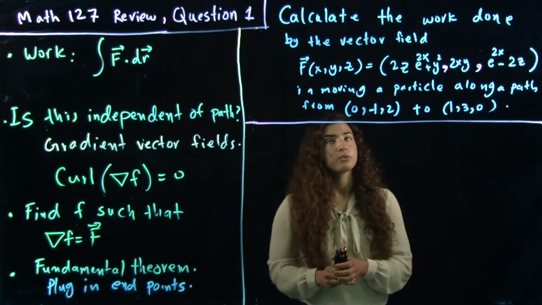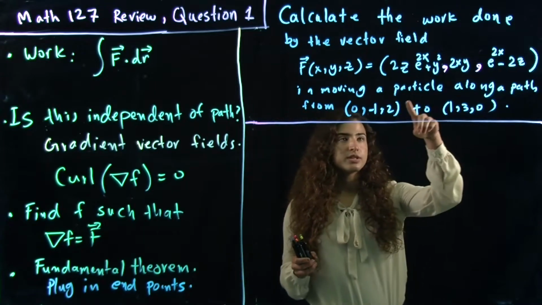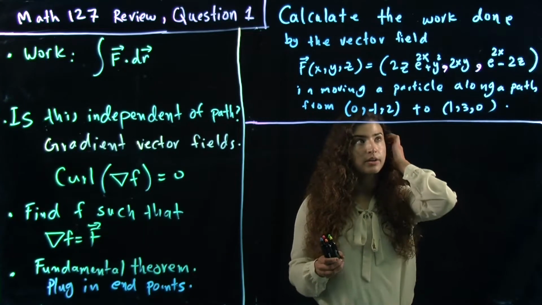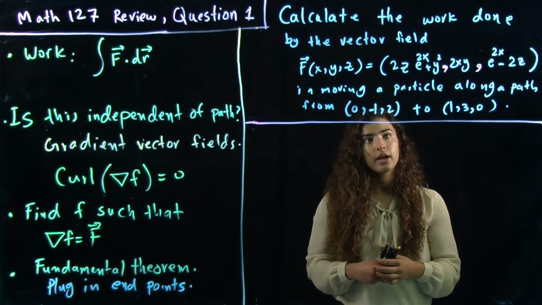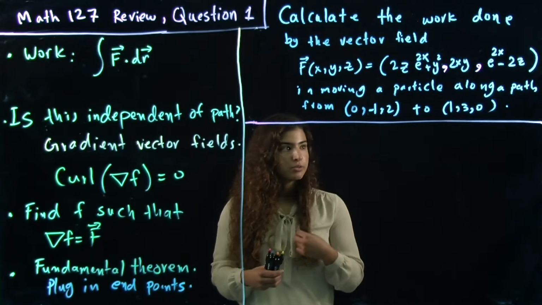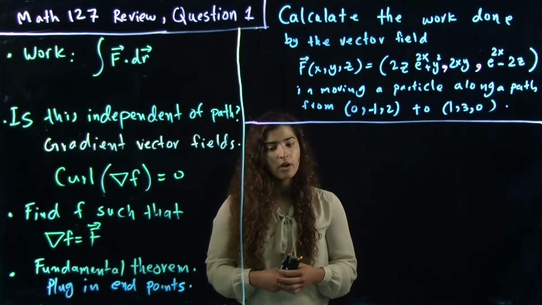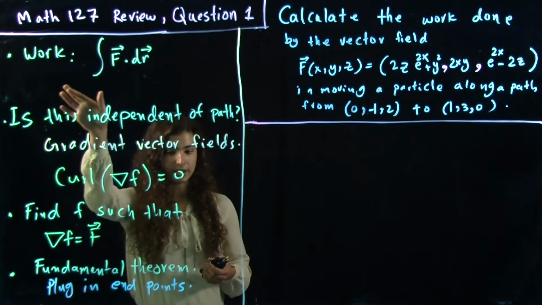So we are going to be calculating the work done by the vector field 2z e to the 2x plus y squared, comma 2xy, comma e to the 2x minus 2z, in moving a particle along a path from (0, -1, 2) to (1, 3, 0). We have to recall that work is this line integral.